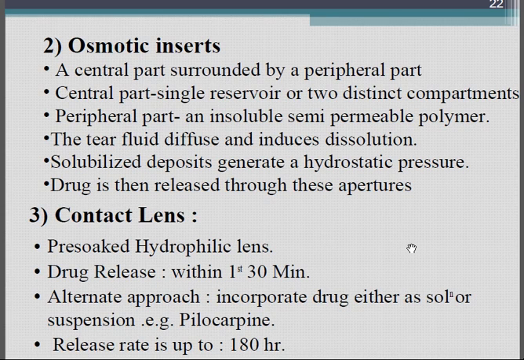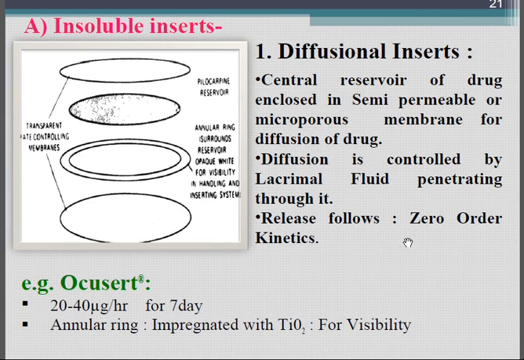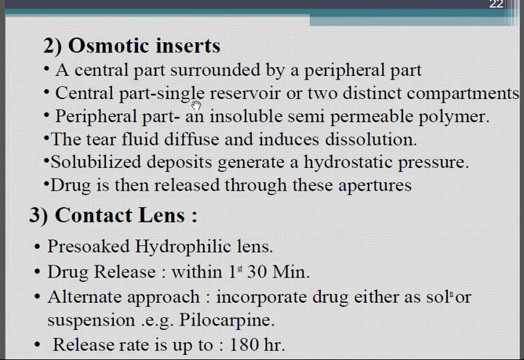So it is an osmotic insert. So the central part is surrounded by a peripheral part. Central part: single reservoir or two distinct compartments will be there. Peripheral part is an insoluble semi-permeable polymer. The tear fluid diffuses and induces dissolution. Solubilizer deposits generate a hydrostatic pressure. Drug is then released through this aperture. So it is almost like Ocusert only, but here we are having only one compartment of drug, right? So they may contain two compartments, and it is having two semi-permeable membranes. Okay, so that will be acting through the osmosis process.